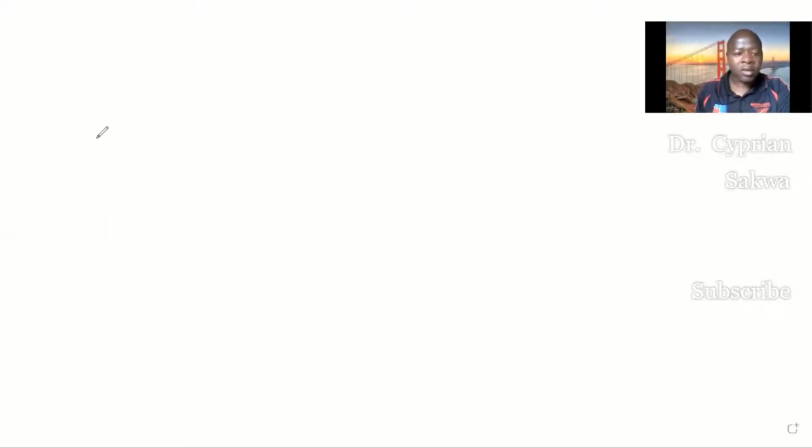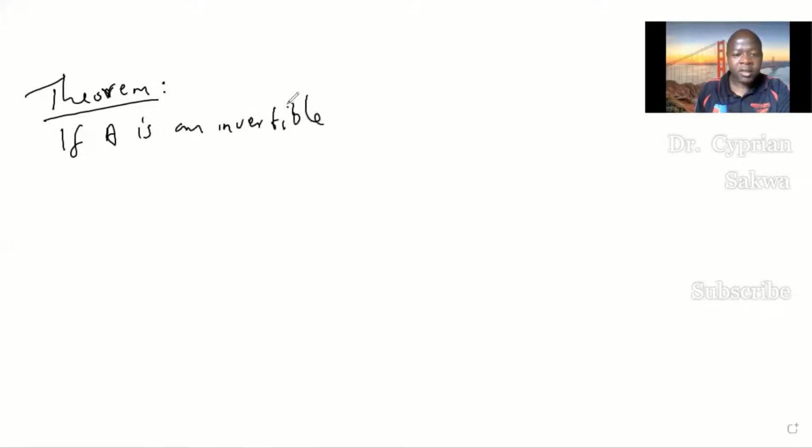Now I want us to look at another theorem that is also very important, and again I'm stating it here without proof. The proof exists; you can find it in the books. I'm only interested in the application of these theorems. So the theorem says that if A is an invertible matrix, that is, if A is a matrix whose inverse exists, then the inverse of A inverse exists.